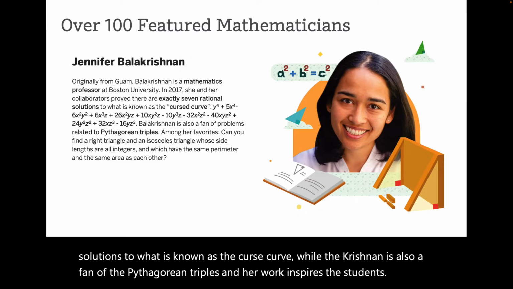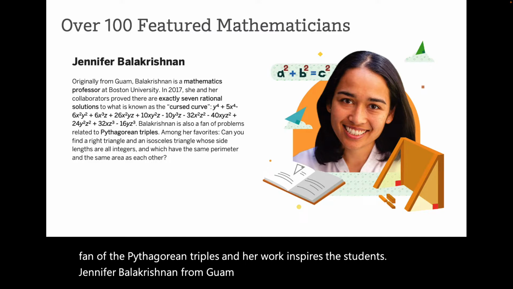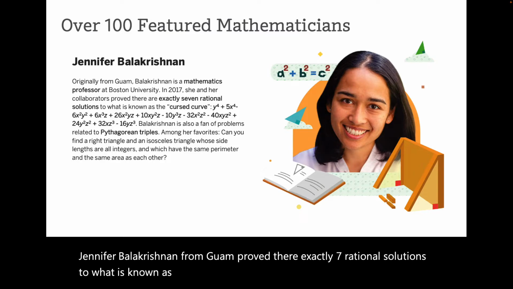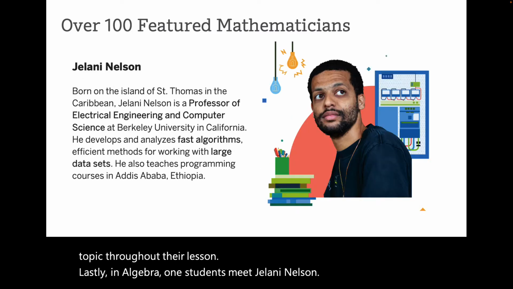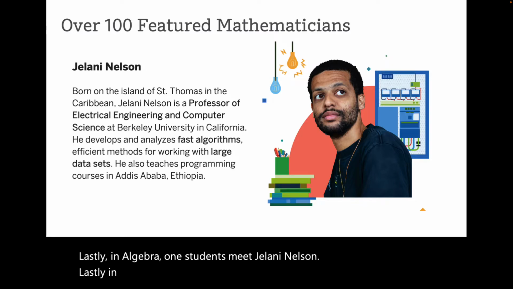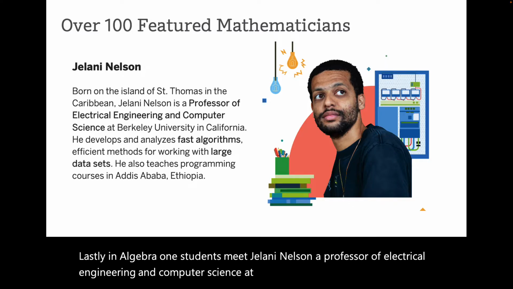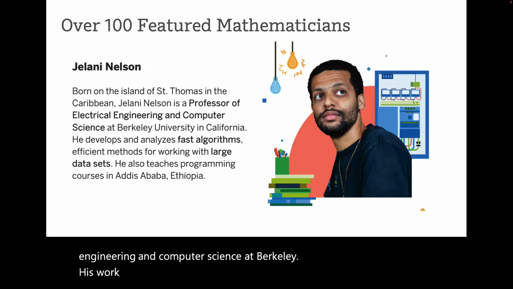Jennifer Balakrishnan from Guam proved there are exactly 7 rational solutions to what is known as the cursed curve. Now, Balakrishnan is also a fan of Pythagorean triples, and her work inspires the students' work on this topic throughout their lesson. Lastly, in Algebra 1, students meet Jelani Nelson, a professor of electrical engineering and computer science at Berkeley. His work in fast algorithms and large data sets set an example for students as they engage in quantitative reasoning and modeling.